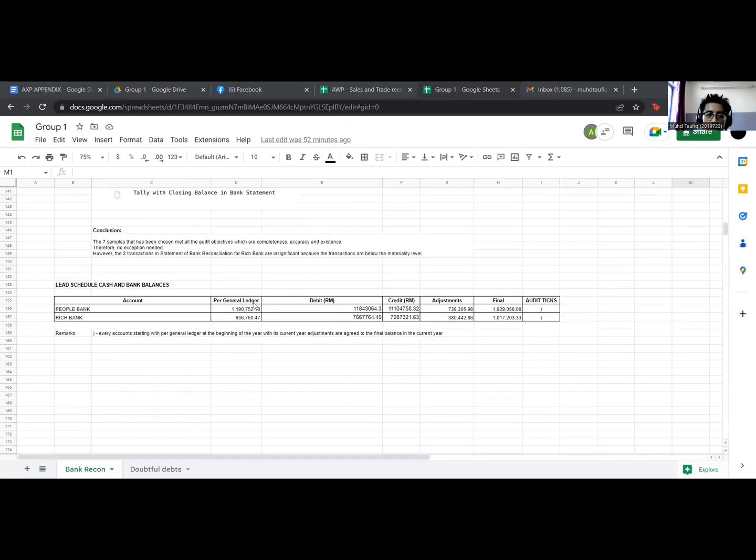So the per general ledger is the balance as at the beginning of the year, and we will have to go through the adjustments, which are the cash inflows and the cash outflows, and then the final figure, which is the balance as at year end. That's all for bank reconciliation. We will move to doubtful debt. Thank you.